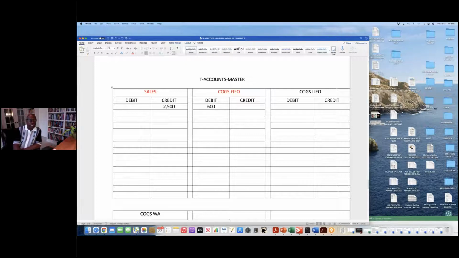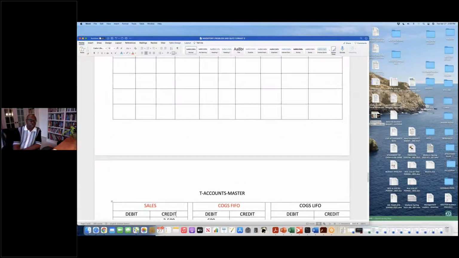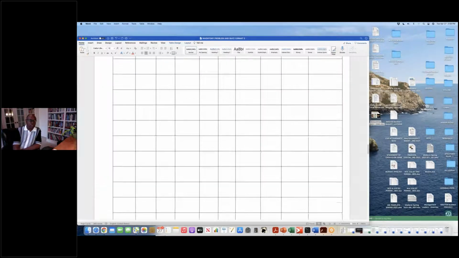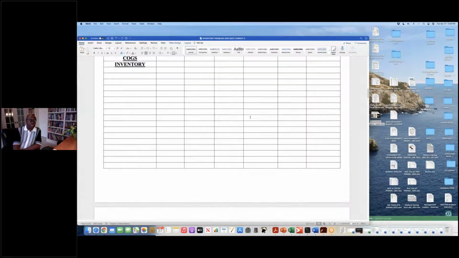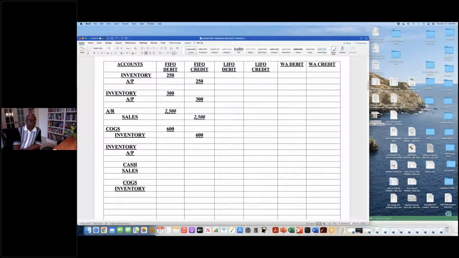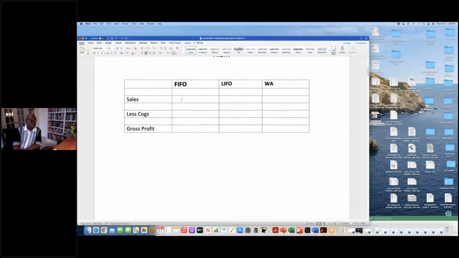And so then we add what's up here. We only have one set of numbers. So we bring up the 2,500. Because at the end of the day, how much did we sell? How much did we make on our sale? 2,500. What did they cost us? 600. So our gross profit is what?